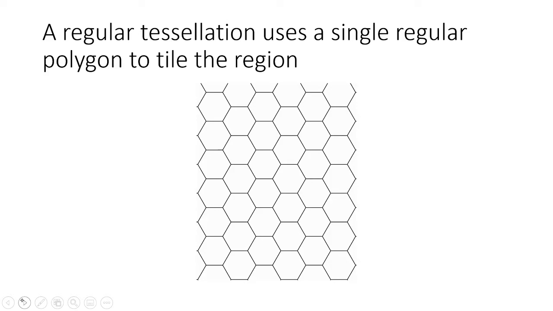Here again, I go back to the hexagon, and the hexagon is called a regular tessellation. A regular tessellation is made up of a single image, a polygon. And again, what we said is there are three images that do that: the triangle, the square, and the hexagon.